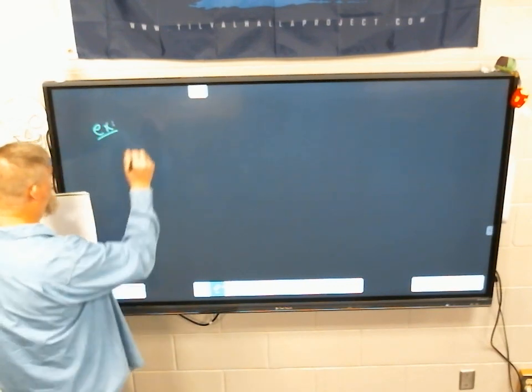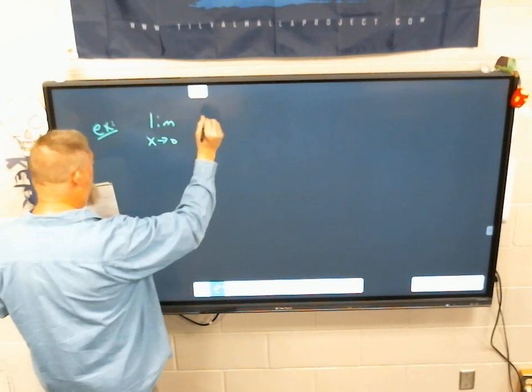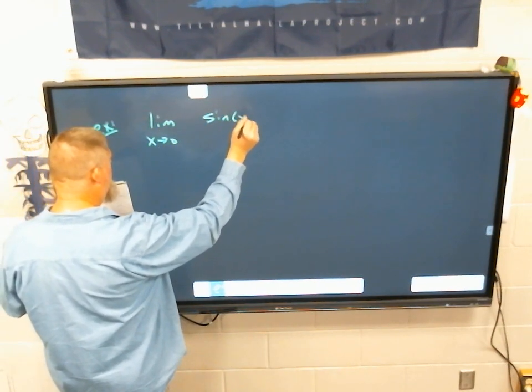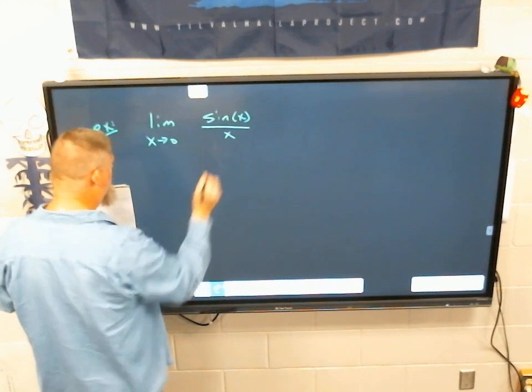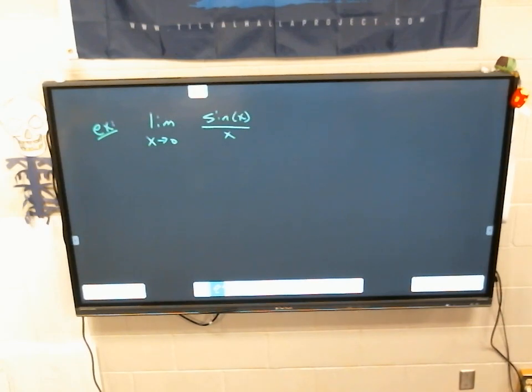What if I give you the limit as x approaches 0 of sine of x over x? Okay, so the first thing I'm going to do is directly substitute. Let's plug in 0 and see if that's going to work.